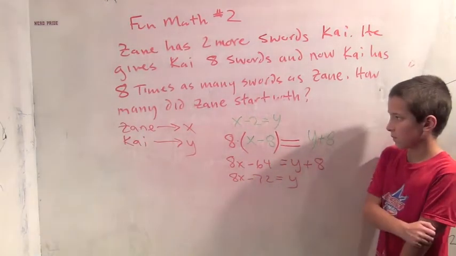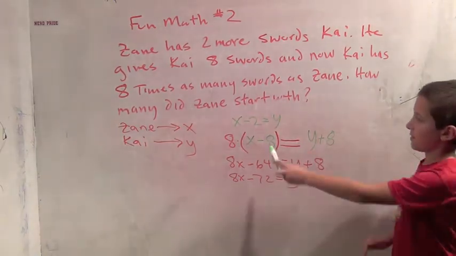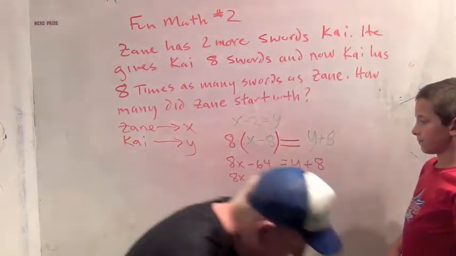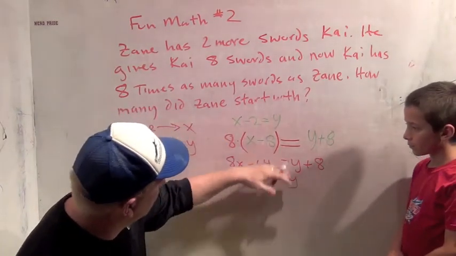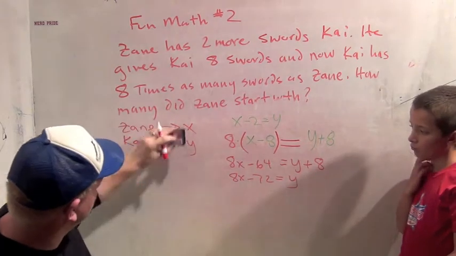Now, is that a useful equation to have? Yes. Because X minus 2 is also Y. So great, now we have 2 equations, and each one of them tells us what Y equals. Y equals X minus 2, and Y equals 8X minus 72.